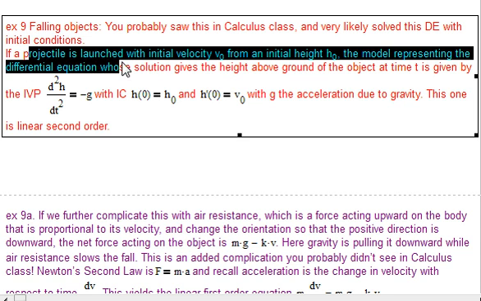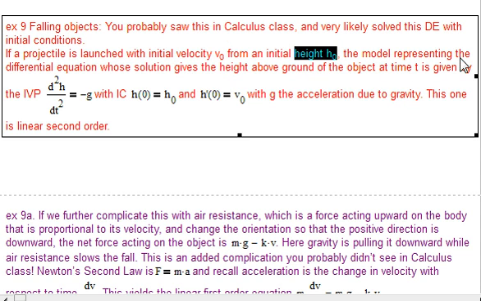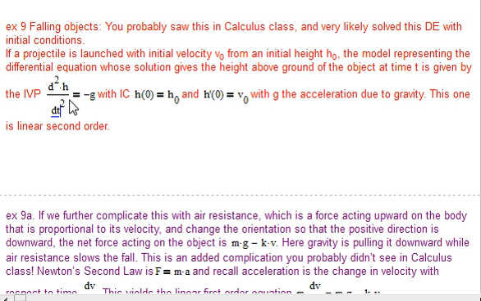If a projectile is launched with initial velocity v sub 0 from an initial height h sub 0, then the model representing the differential equation whose solution gives the height above ground of the object at time t is given by the initial value problem: the second derivative of the height with respect to time is negative g, g being the acceleration due to gravity, with the initial height h0 and the initial velocity h prime at v0.